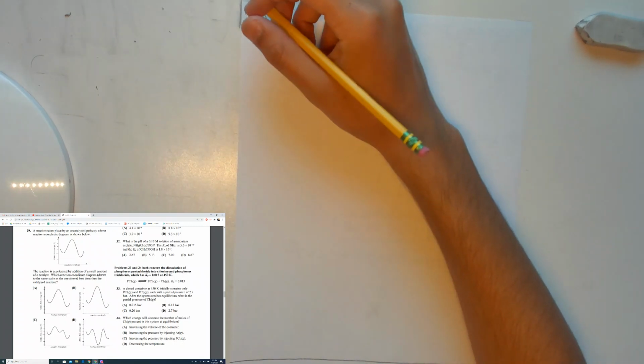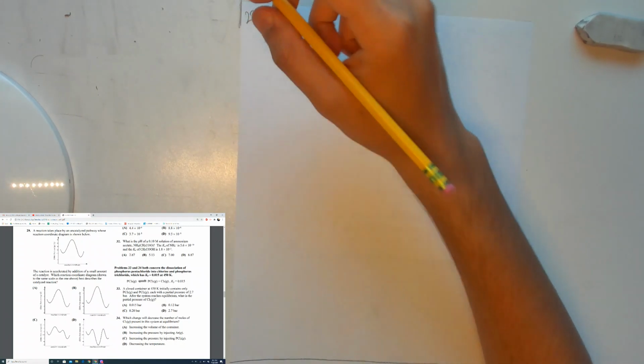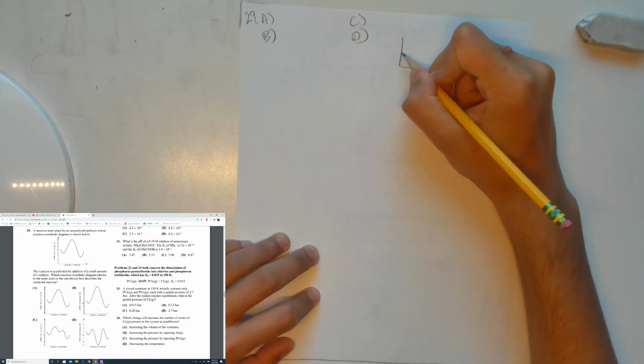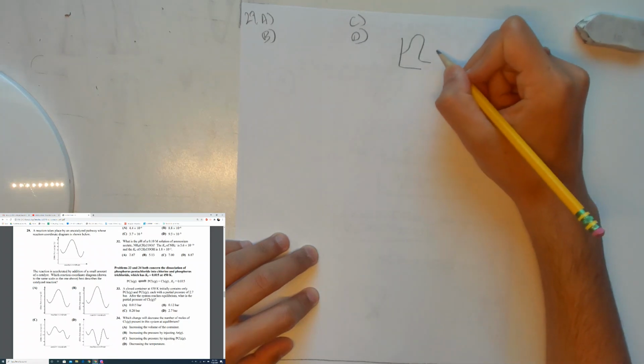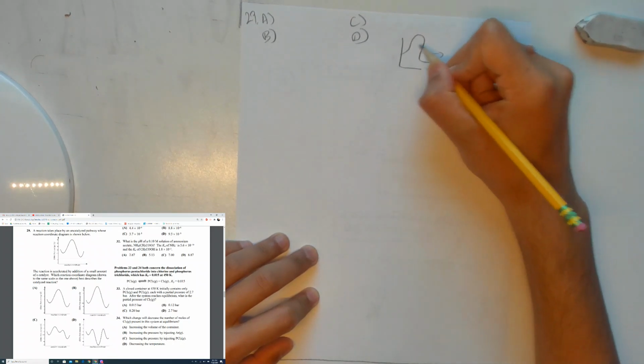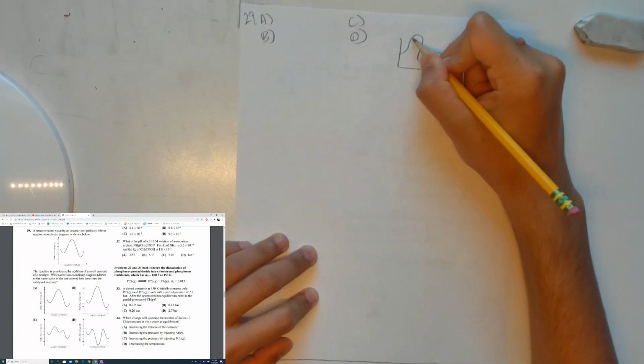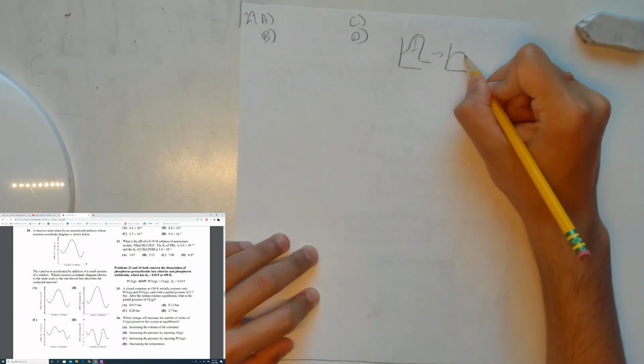A reaction takes place by an uncatalyzed pathway whose reaction coordinate diagram is shown below. The reaction is accelerated by a small amount of catalyst, which reaction coordinate diagram? This is not a straightforward question. Okay, a catalyst lowers the activation energy pathway. So if you have this reaction pathway, a catalyst makes this hump, or the activation energy, smaller.